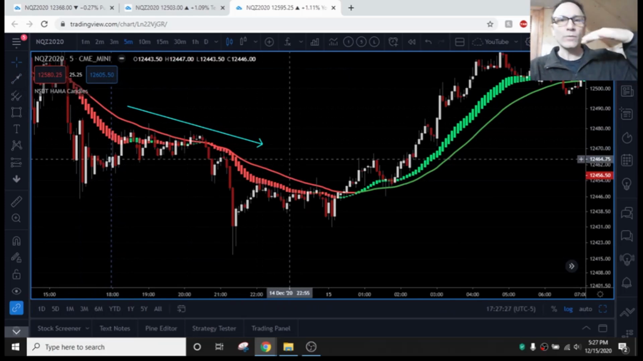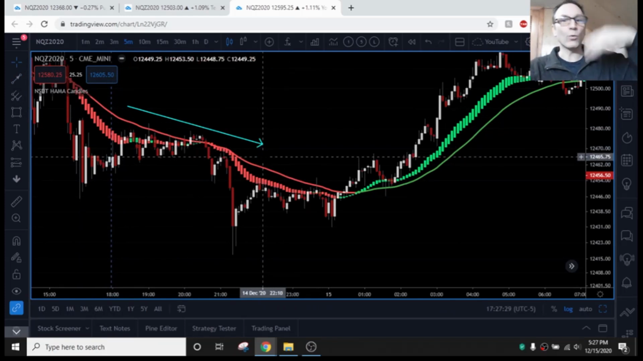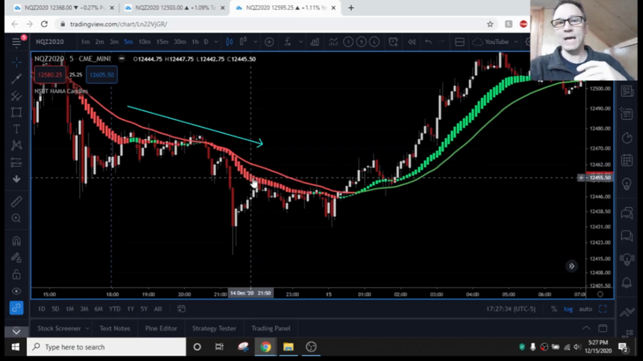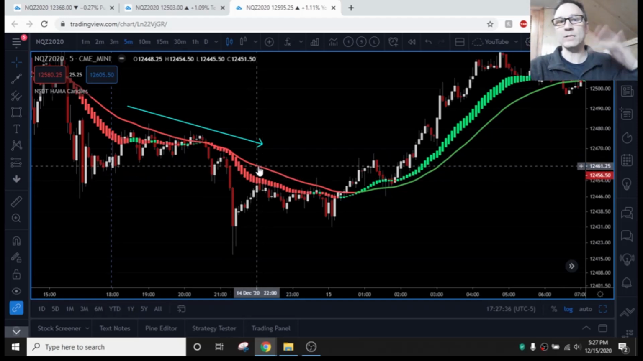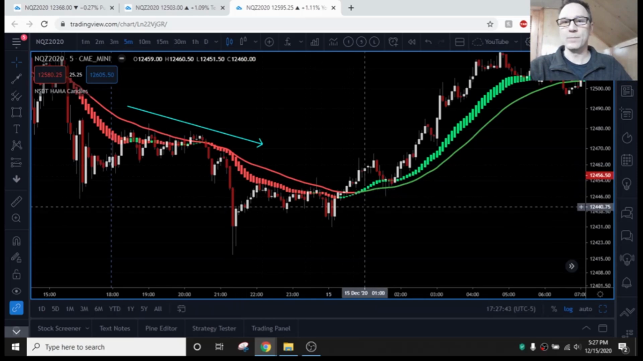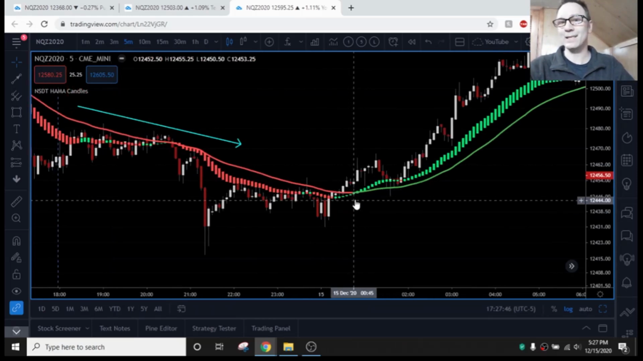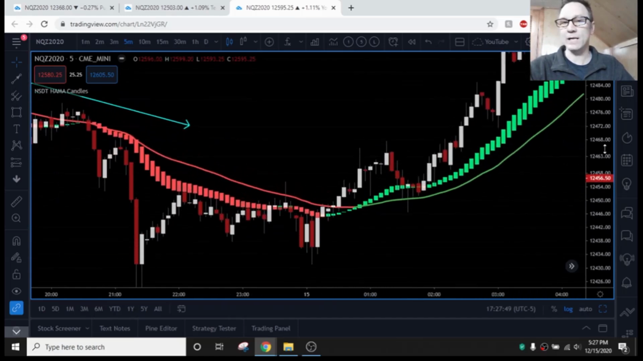So to get out of this position, either close a short or begin a long position, we would change when the Hama candles and this baseline here both turn to the opposite color. So they both go green in this case, which is right in this area. Now I'm going to zoom in on this because, again, we don't use these Hama candles themselves as the entries.